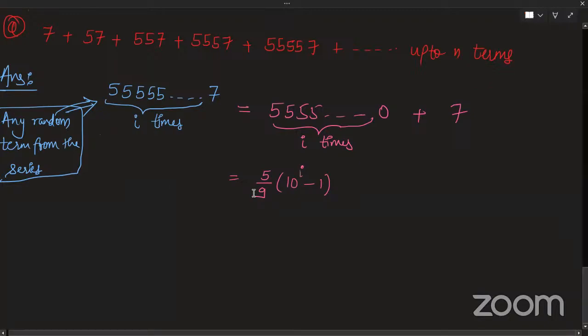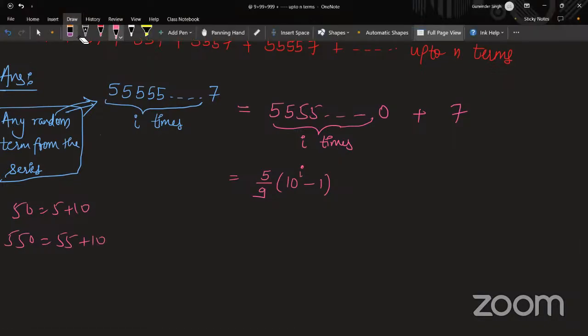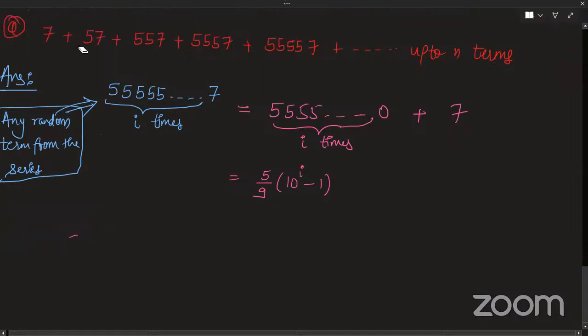So what is the value of the first term? I am asking you the value of the first term. Is it 5 plus 10? Are you sure? So 50 is 5 times 10, 550 is 55 times 10. So what is it? Just think now.